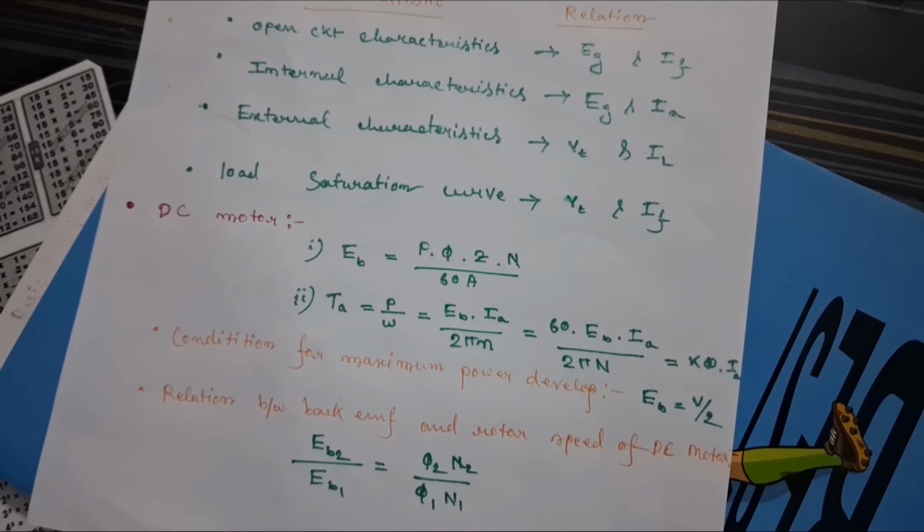Then the relation between back EMF and rotor speed of DC motor. The formula is Eb2 by Eb1 is equal to phi2 N2 by phi1 N1. You can notice from this formula that the speed is inversely proportional to the back EMF, means Eb is proportional to 1 by phi N. Okay.